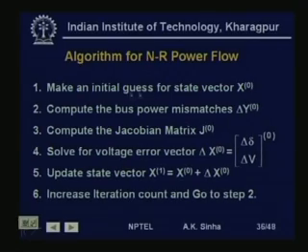The algorithm is again very simple. Make an initial guess state vector x 0, that is, again a flat start. We assume all bus voltage magnitudes to be 1 where it is not specified, and the phase angles at all buses are assumed to be 0. Compute the bus power mismatches delta y, compute the Jacobian matrix, solve for the voltage error vector, update the state vector, increase the iteration count, and again go to the bus power mismatch calculation. So, this is how this Newton-Raphson method works.